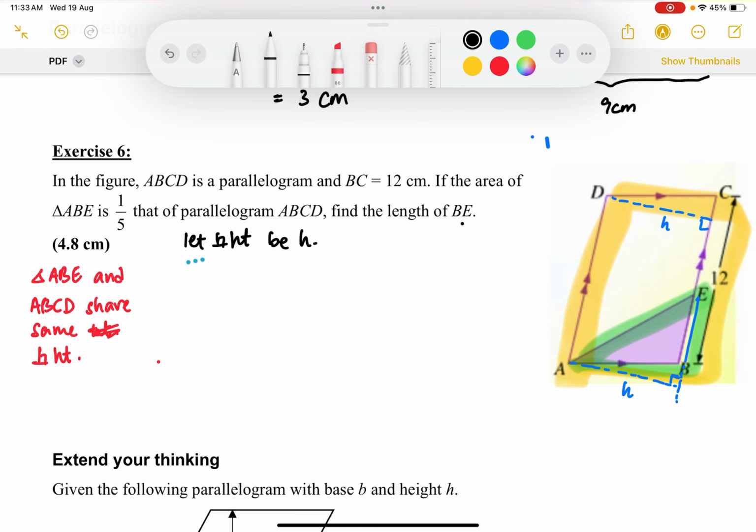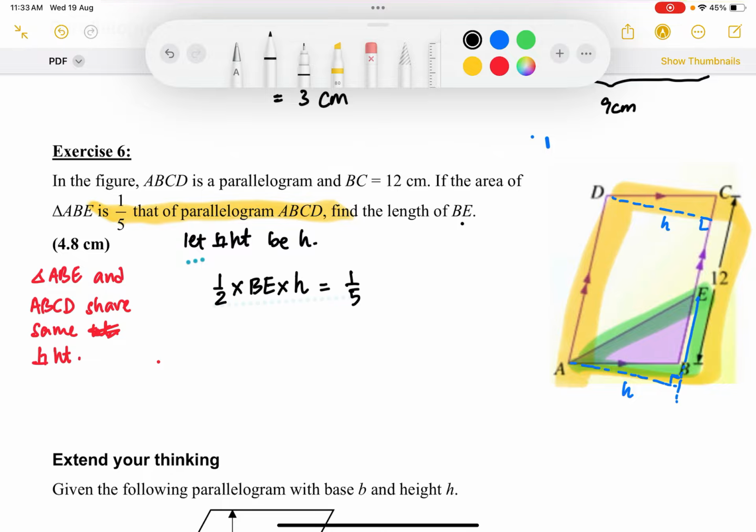They say area of triangle ABE. Let's write that down. Half times the base of ABE. This time we selected BE as our base of the triangle, times the perpendicular height. We don't know what that is. Let's just call it h. They further tell us that it is 1/5 of the parallelogram. So it is 1/5 the area of the parallelogram.